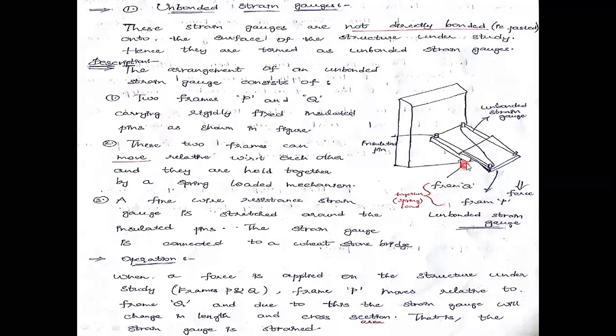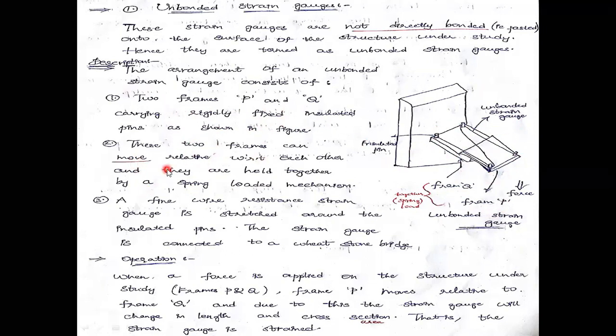Okay, these are joined together by using some spring like that. Some force is going to be applied upon this strain gauge. At that force we are going to measure, and what change is taking place upon this strain gauge we are also going to measure, with respect to the change in the length, change in the diameter, the change in the resistance, like that. Two frames P and Q carrying rigidly fixed insulated pins are shown in the figure.